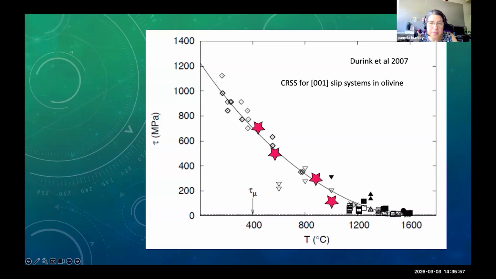The background plot is from Durand et al. 2007, which was a big analysis of critical resolved shear stresses in olivine. We just dropped the critical resolved shear stresses from our experiments onto the plot, and they line up really beautifully. So you can get information out of these models. It's like a validation. It's really what's happening.